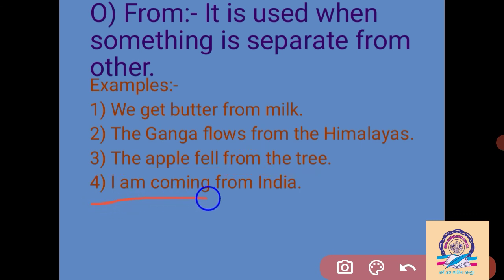Then, I am coming from India. Someone is asking, where are you coming from? So we reply, I am coming from India. You went abroad, and you can say that I am coming from India. So you are separated from India and entering another country. So we can say that when something is separated from another, at those times we have to use the preposition from. So prepositions show the position of something in the context of other things. Thank you.